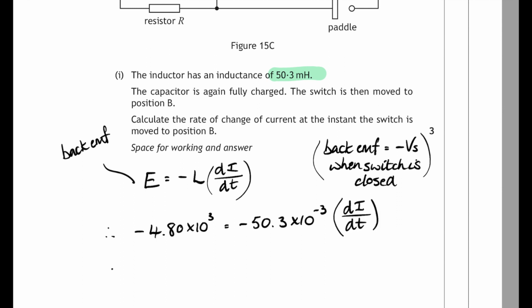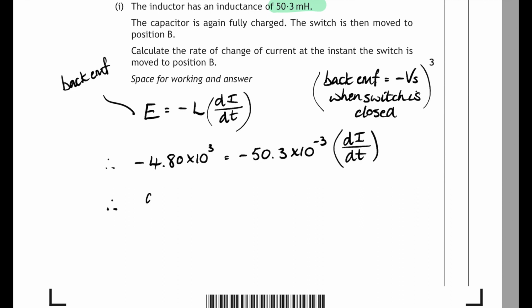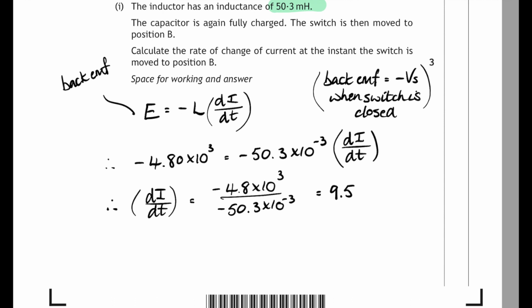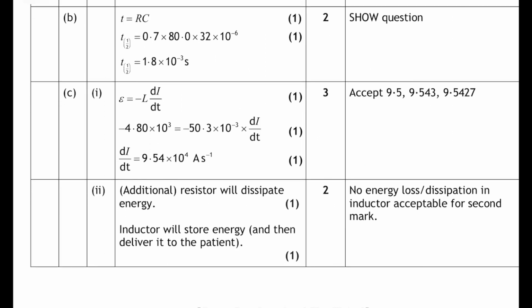And if we rearrange that to find di by dt, then the rate of change of current, di by dt, will be equal to 4.8 times 10 to the 3 divided by 50.3 times 10 to the minus 3. Remember, those minus signs will cancel out, and we get a final answer of 9.54 times 10 to the 4 amps per second. There's the marking instructions. Standard 3 marker, but don't forget to include your negative sign in your back EMF.